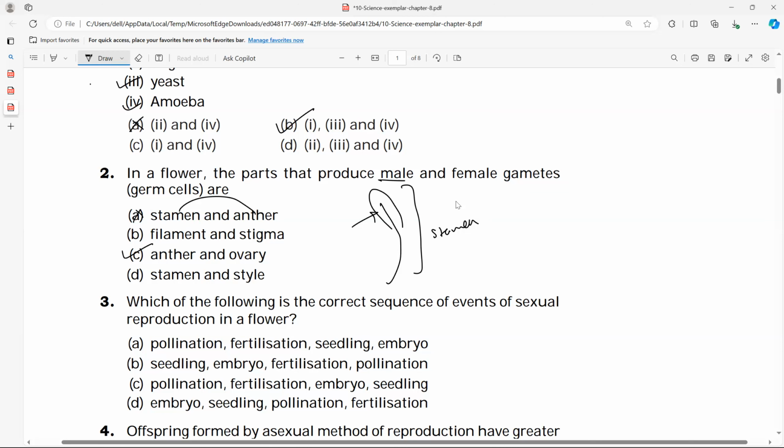Why is it incorrect? Filament and stigma. So filament is a part. This is the filament, and stigma is the part of the female reproductive system that does not produce gametes. Similarly, this one also. Question number three.